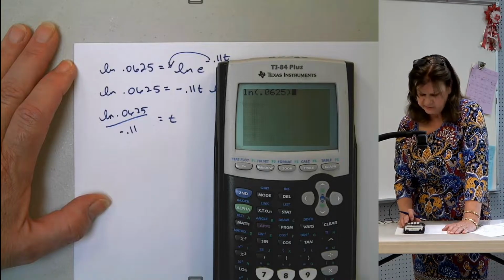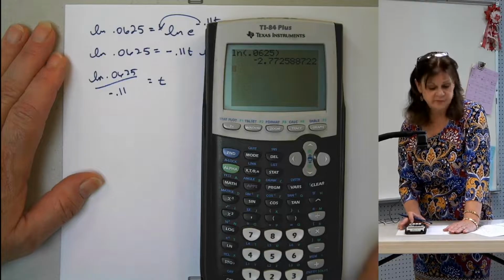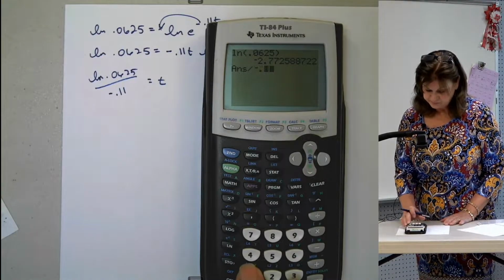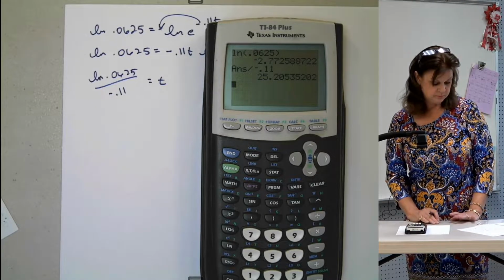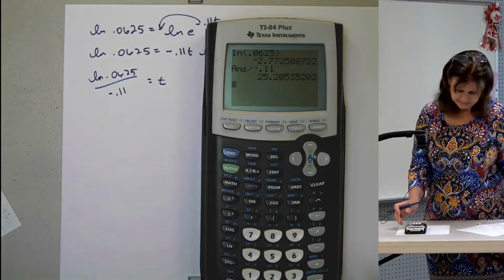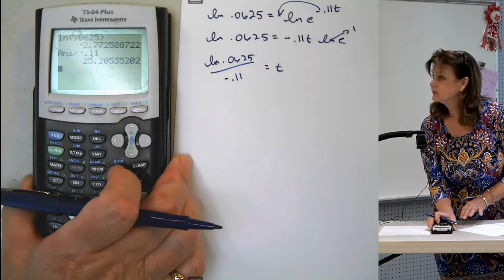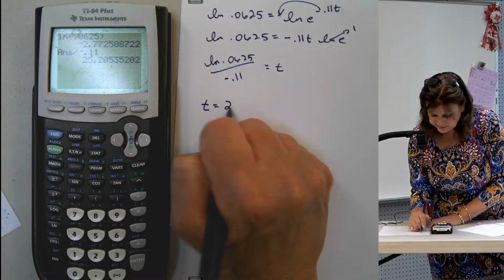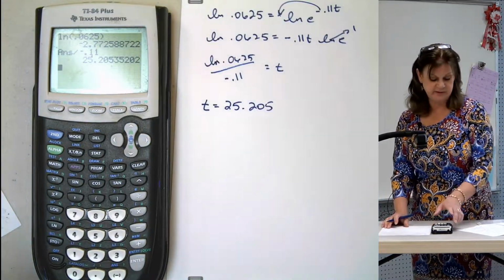Usually when I'm evaluating this, I do it in 2 separate steps. I'm going to evaluate the natural log first, and then divide that by the given. All right, there's our answer. Sorry, that's a little dark and hard to see. See if that's better. There we go. So it takes the coffee approximately 25.205 minutes to get to 75 degrees.